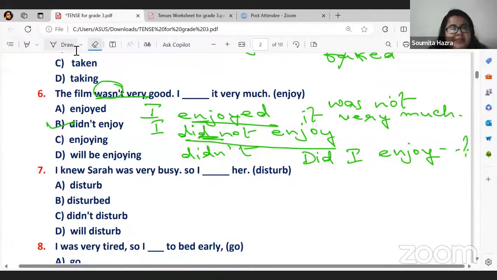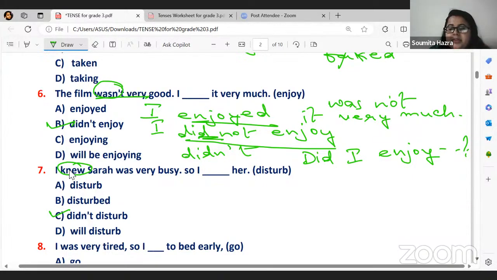Sarah was very busy. I dash, knew. This is again the past form of know. And the answer is I didn't disturb her. Okay. So I didn't disturb her. If we frame this as an interrogative sentence, a question: did I disturb her? Did I disturb her? Okay.